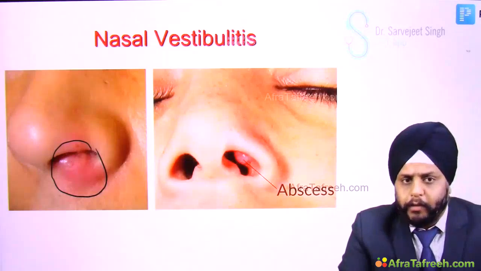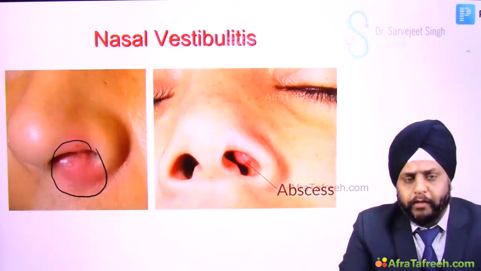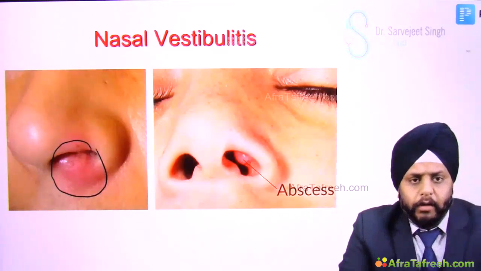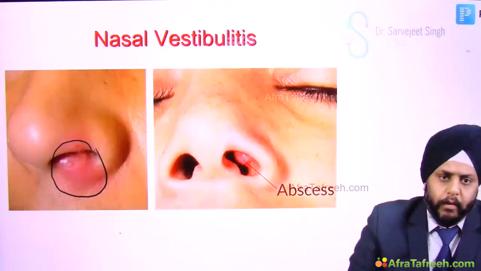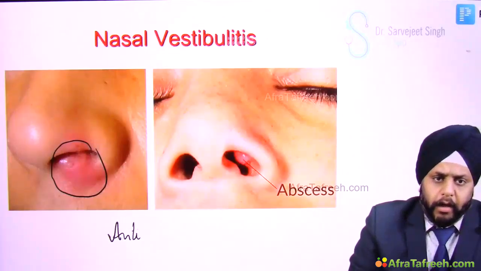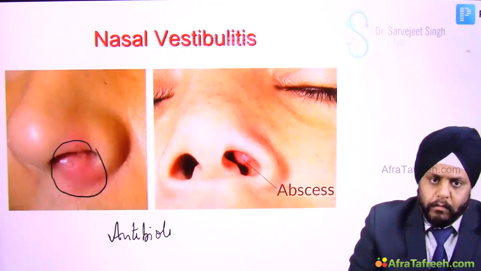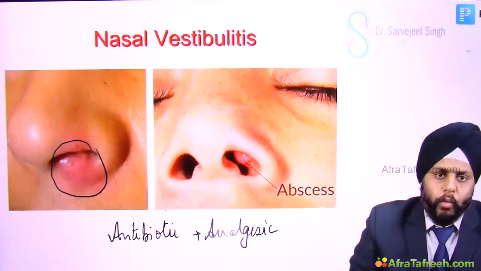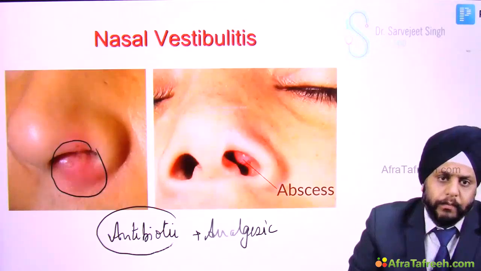See, for the nasal vestibulitis, it's a bacterial infection by Staph aureus, so you'll give antibiotic. And there is pain, so you will also give analgesic. Okay, so you will give antibiotic against Staph aureus, and you will give analgesic because the patient is having pain. Now, my question is, what antibiotic will you give?